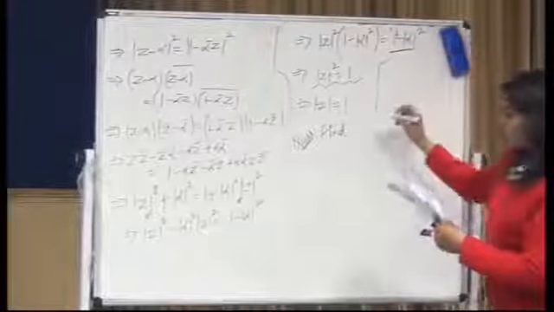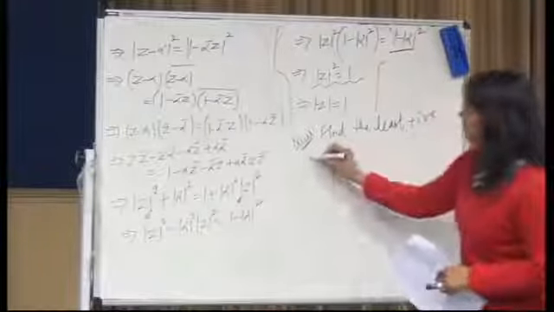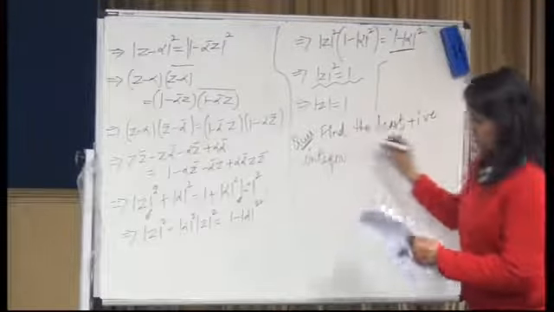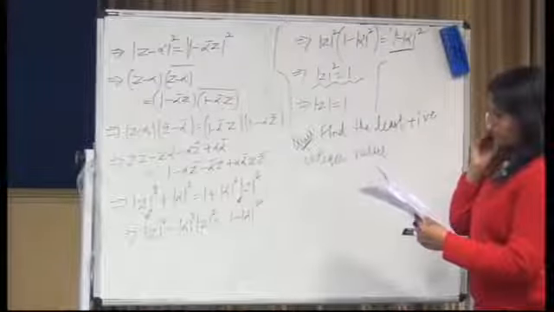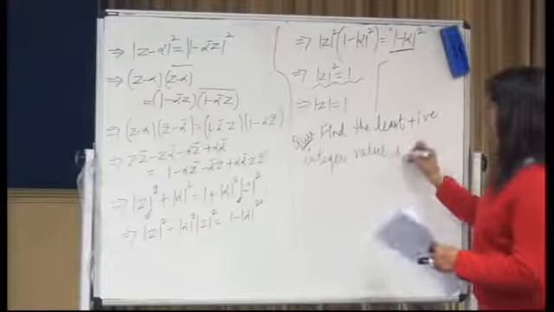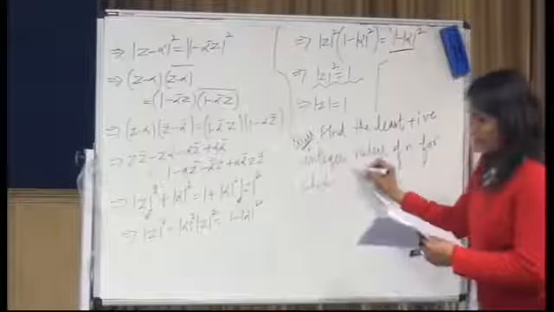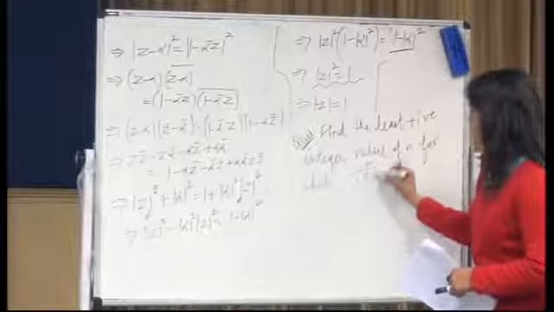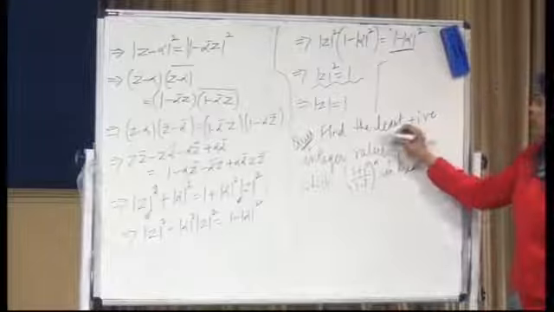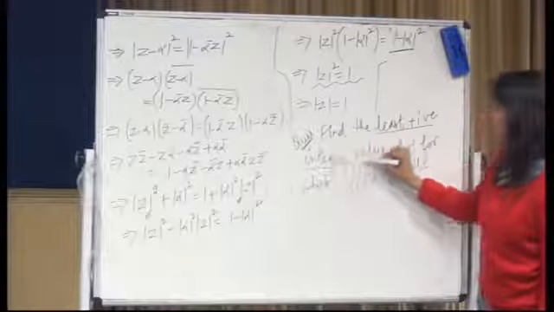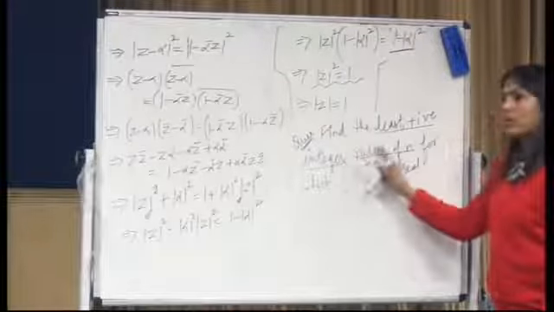So the next question is, find the least positive integer value of n for which 1 plus iota upon 1 minus iota whole power n is real. We have to calculate the least positive integer value of n, such that this becomes real.